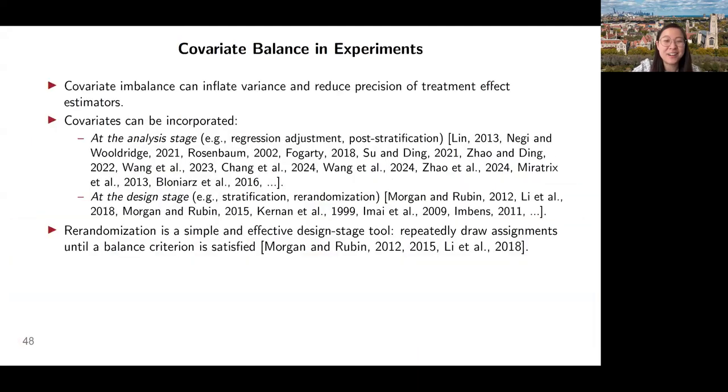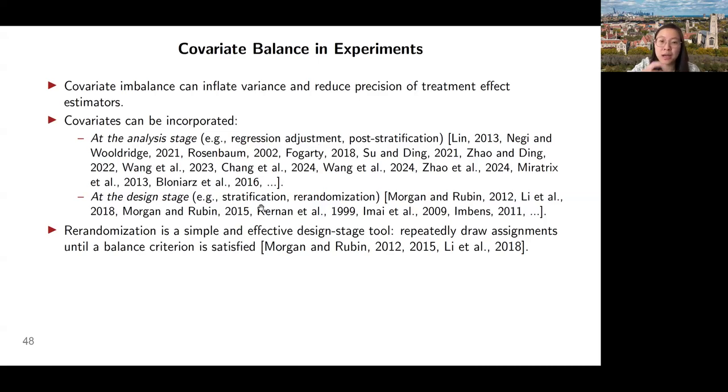In the second part, covariate imbalance, as we've seen throughout this talk, can inflate variance and reduce precision of treatment effect estimators. In the literature, there are two different ways that you could incorporate covariates. It could be incorporated at the analysis stage, where you could do regression adjustment or post-stratification, and we focused more on regression adjustment in the first part of the talk. You could also incorporate your covariates at the design stage by what we call stratification or re-randomization.